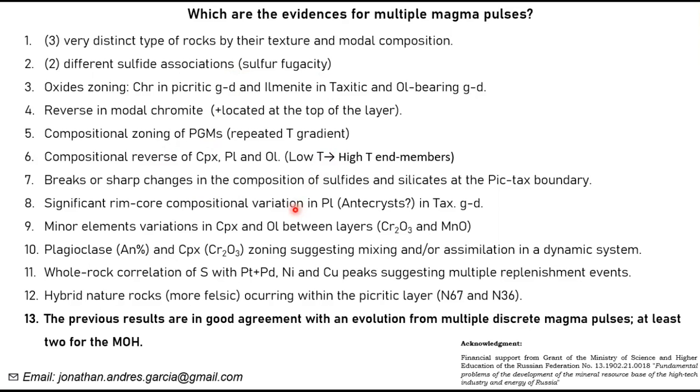So I think that most of the results are in good agreement with an evolution from multiple discrete magma pulses, at least two for the main ore horizon. However, we do not fully discard the possibility of explaining this by means of fractional crystallization in a more dynamic setting. That's it. Thank you very much.